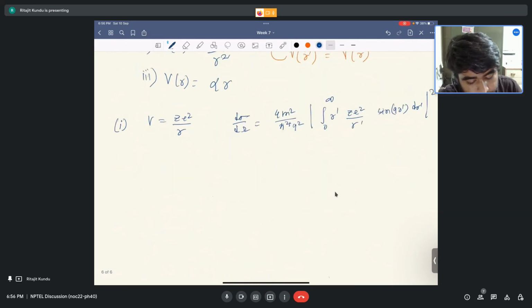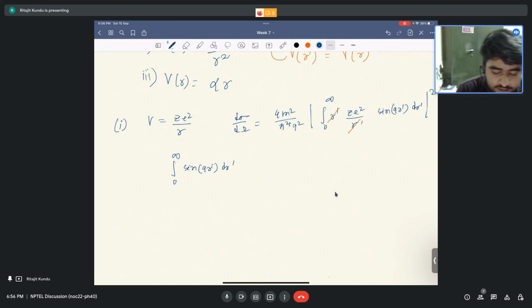Most of these things are constants, so we will think about them later, but let's just focus on this integration for now. We see that this r prime cancels from numerator and denominator, so we are left with only the integral from 0 to infinity of sine q r prime dr prime. This is the integration you have to do, right? This integration of sine gives you cosine for finite limits, but for infinity it is not very clear what it should be.